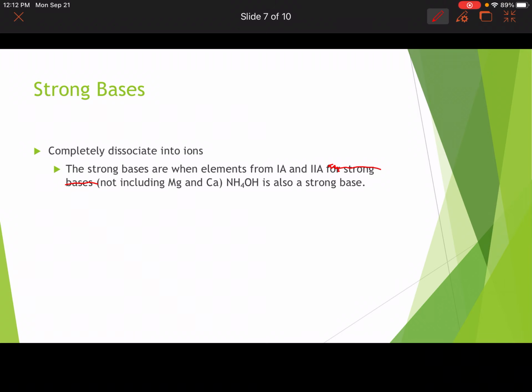The strong bases are when elements from 1A and 2A are bonded to OH minus. So when they're bonded to the hydroxide ion, those are strong bases. This does not include magnesium and calcium, though. Those are the exceptions to that. So magnesium and calcium are defined as weak bases. Plus, you can add another one in here, NH4OH, this is ammonium hydroxide, is also defined as a strong base. So it will completely dissociate when it's in water.